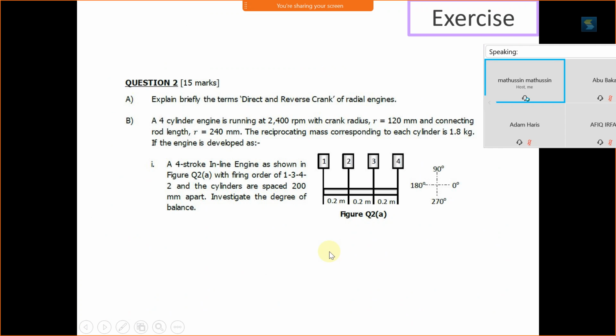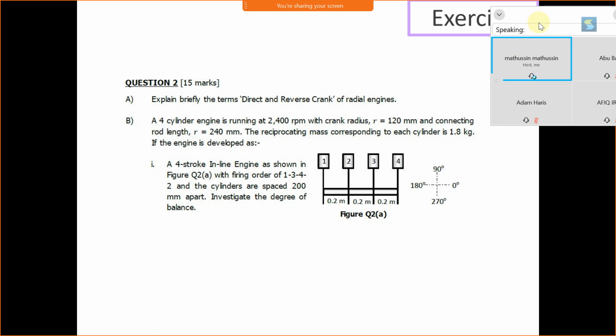Okay, kita tengok soalan. We look at the first question about this topic. Okay, look at this question. A 4-cylinder engine is running at 2400 with crank radius R equals to 120 millimeter and connecting rod length L equals to 240 millimeter. The reciprocating mass corresponding to each cylinder is 1.8 kilogram. For this question, what types of reciprocating balancing here? Inline, radial or V engine.